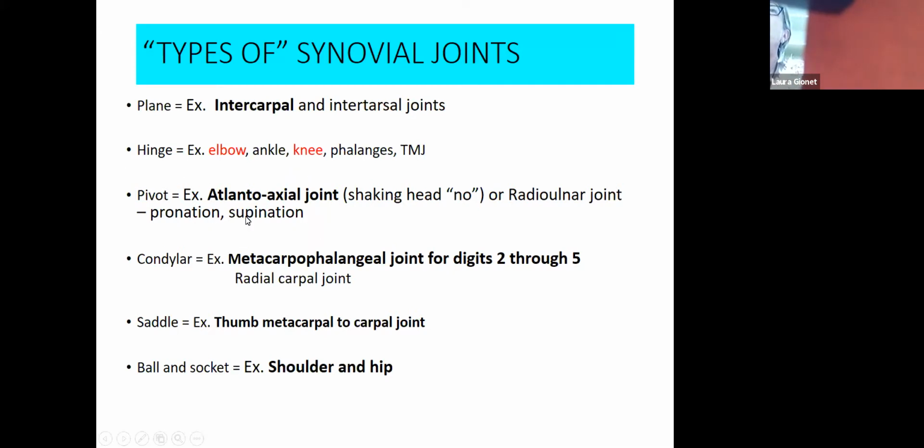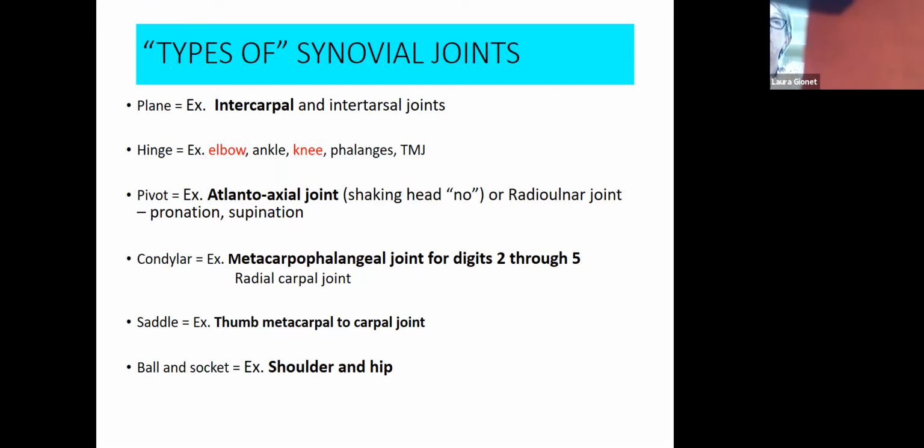Then we have another example of pivoting, a pivot joint, which is the atlantoaxial joint, and the radio-ulnar joint in pronation and supination. The atlantoaxial that we just looked at allowed a lot of rotation, a lot of pivoting. And between the radius and ulna at the proximal end, when I had you try supinating and pronating, that round head of the radius is going to pivot and allow the radius to roll over the ulna.